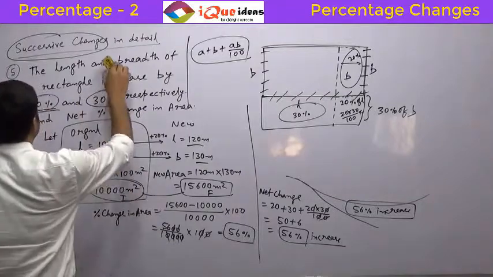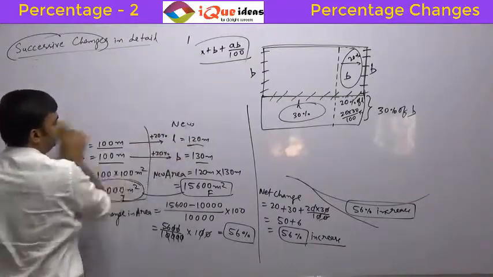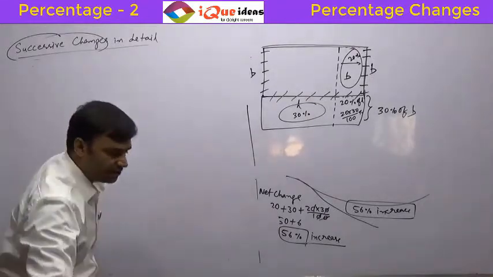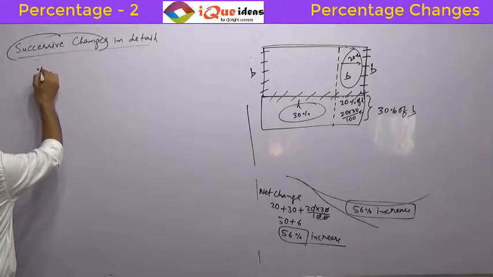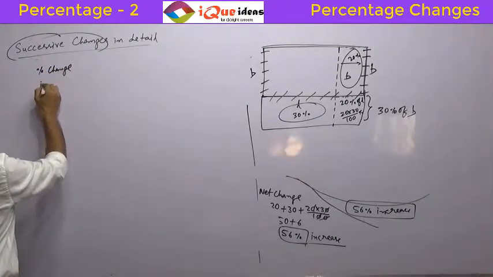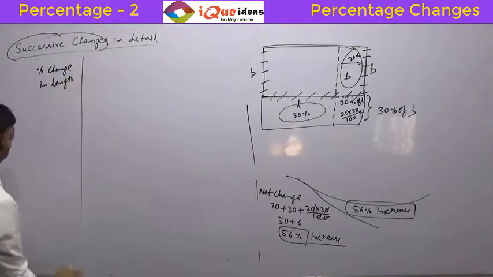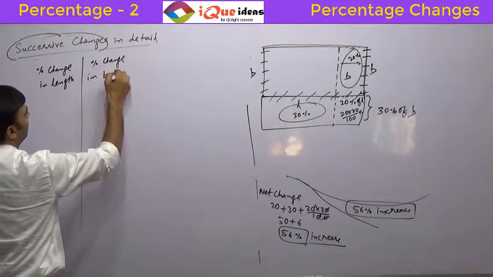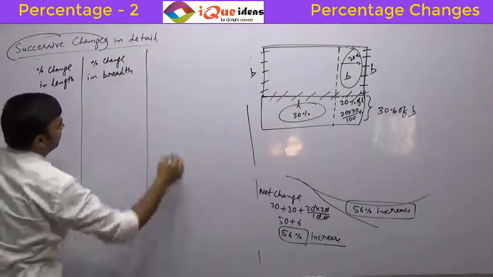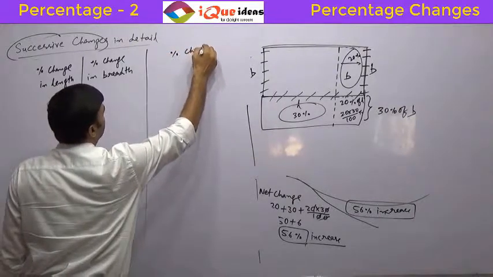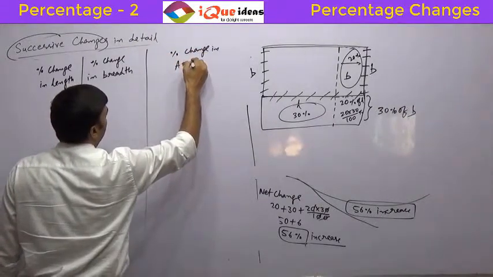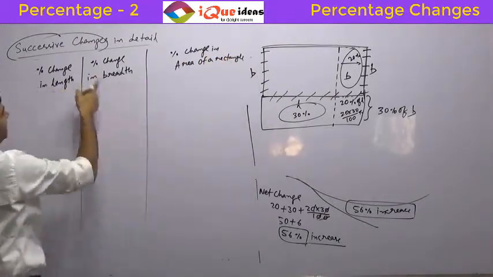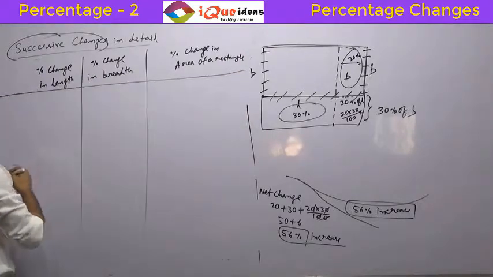Let's take a couple more examples. What I'll do is I'll give you a simple table, and from there we'll try to find net change in area. So let's say I put it like this: percentage change in length, percentage change in breadth, and you have to find percentage change in area of a rectangle. Which rectangle? The one for which the changes in length and breadth are given. So let's take questions one by one.